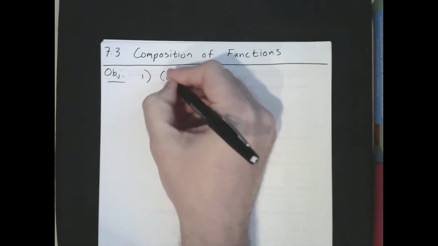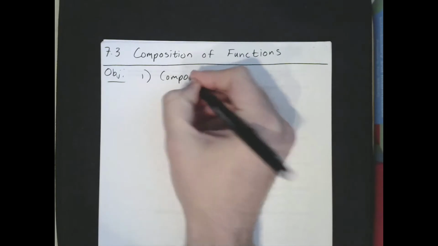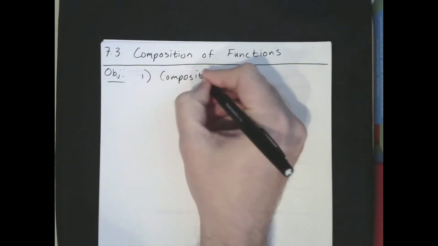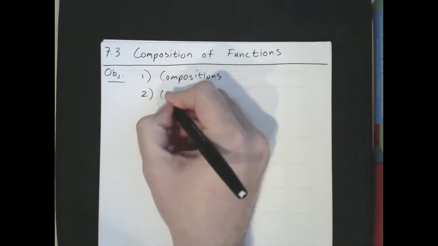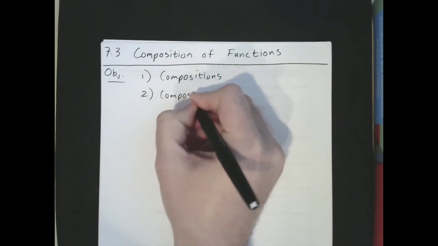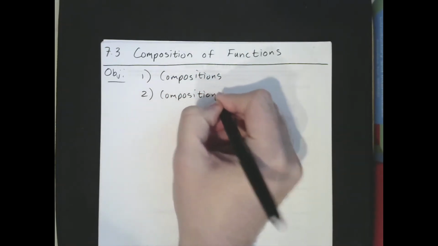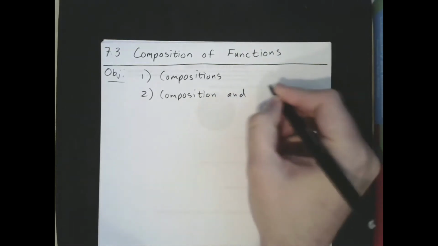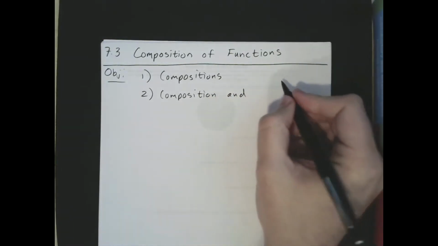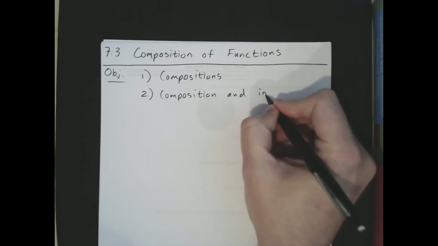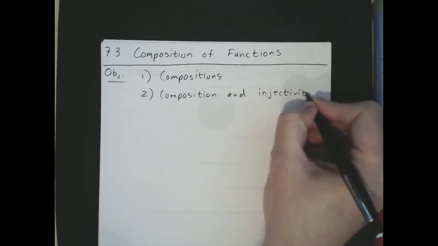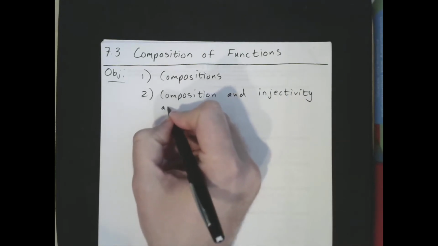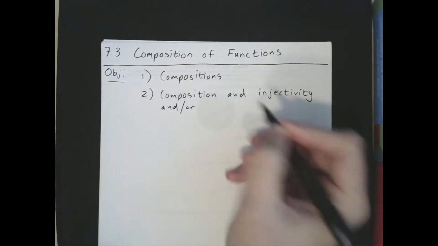Number one is just redefine compositions. And number two is to look at composition and how it pertains to injective and surjective functions. So this is composition and injectivity and/or surjectivity.